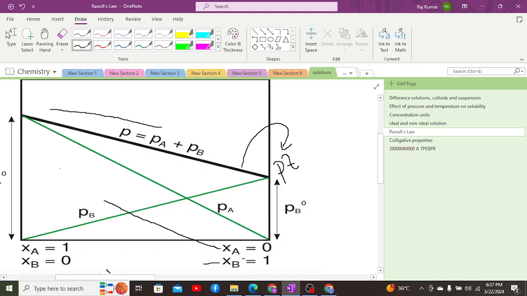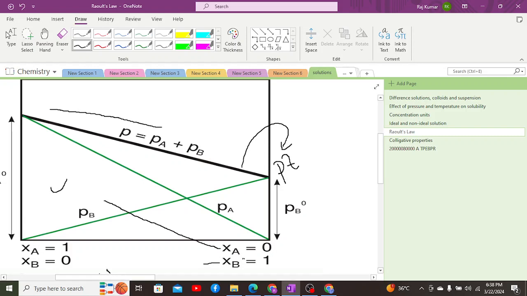And lowering in vapor pressure is directly proportional to XB, because XB is the solute, due to which lowering in vapor pressure occurs when the amount or concentration of the solute XB is being increased. As the concentration of the solute XB is increased, it causes a much higher lowering in vapor pressure.